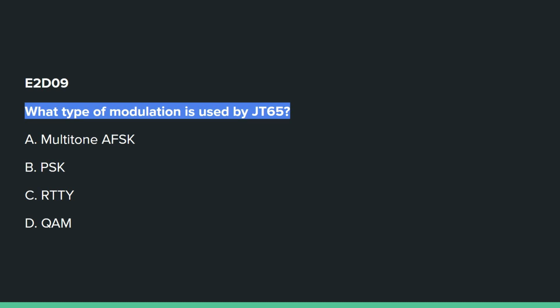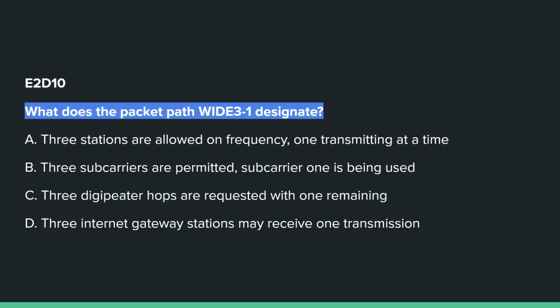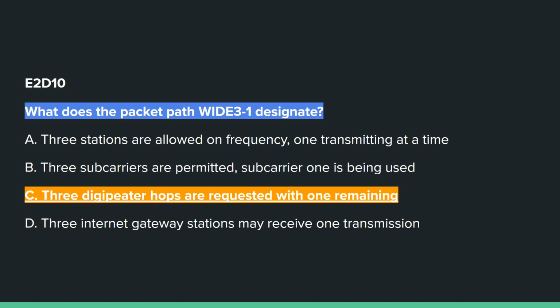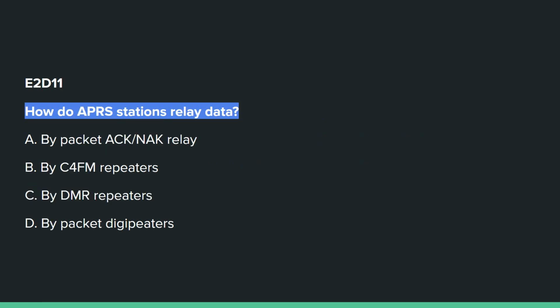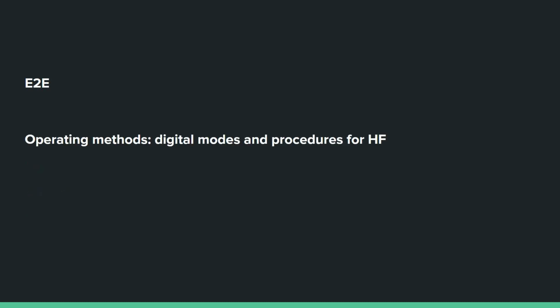E2D09, what type of modulation is used by JT65? It's A, multitone AFSK. E2D10, what does a packet path WIDE3-1 designate? C, 3 digipeater hops are requested with 1 remaining. E2D11, how do APRS stations relay data? And that's D, by packet digipeaters.